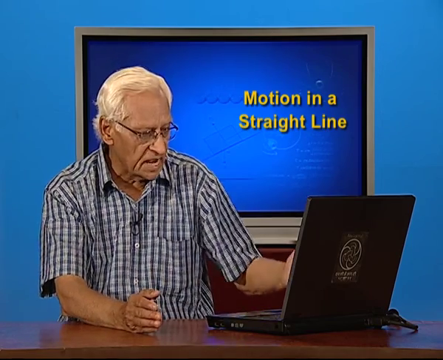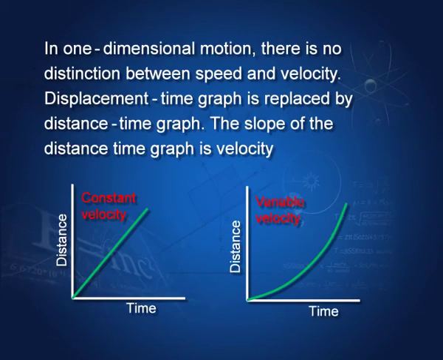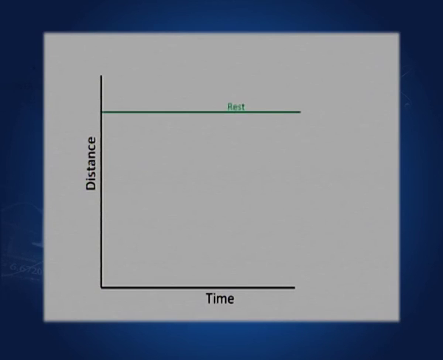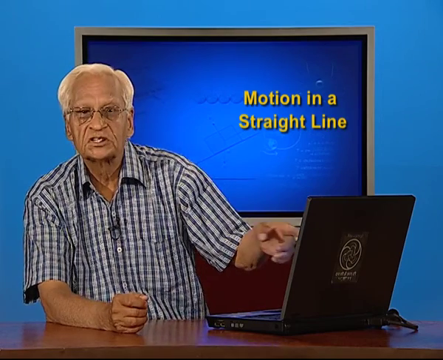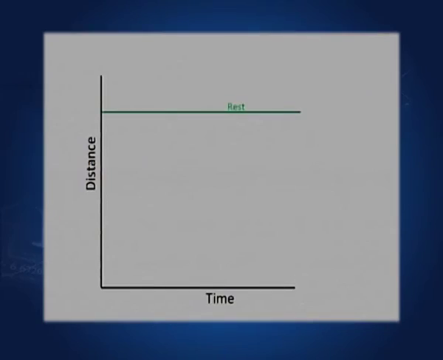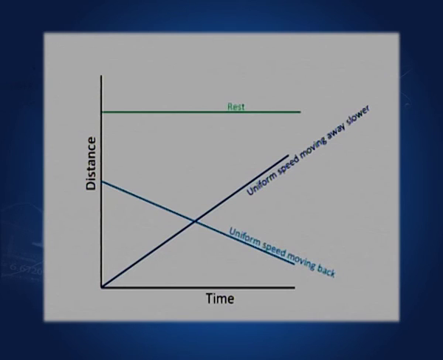And if we take distance time graph, then the velocity would be constant if the graph is linear, and it would be variable if the graph is non-linear. And we draw various graphs for you to show the position of a certain body. Here the body is at rest. You can see the distance is not changing with time. Here the body is moving away from us with a uniform speed. Here the body is coming towards us. You can see the slope is negative, therefore, the velocity is negative, it is coming towards us.